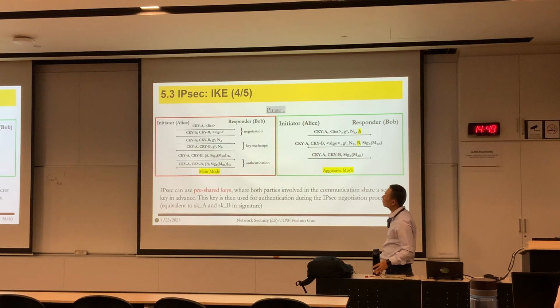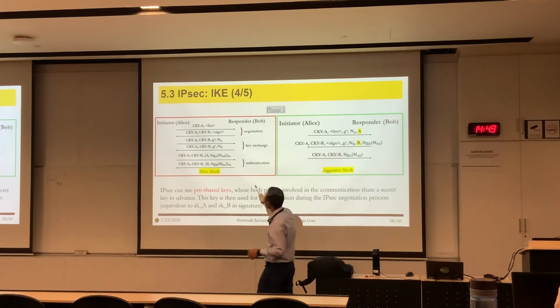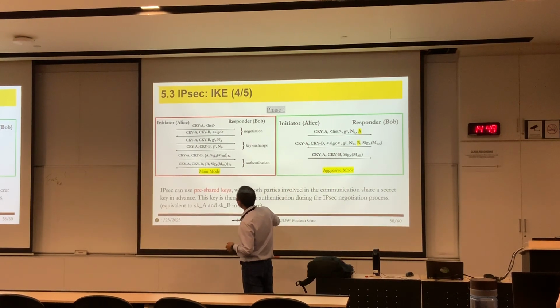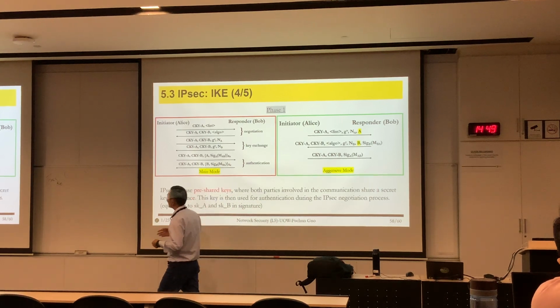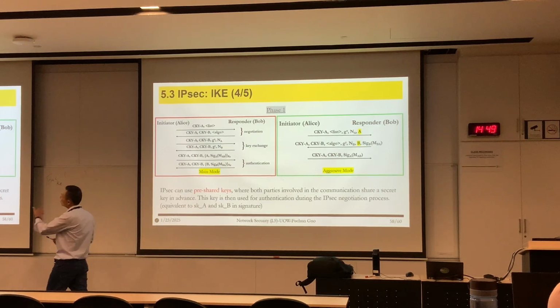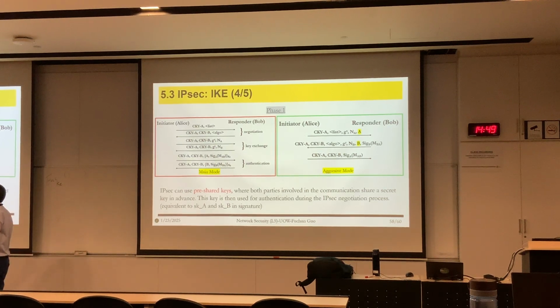Maybe some of you could be curious. Okay, if they already have a shared secret key, why do we need to run this kind of protocol to create another shared secret? They can just use the shared secret key to have secure communication. They can just skip this IKE process without the need of running or generating a new key.